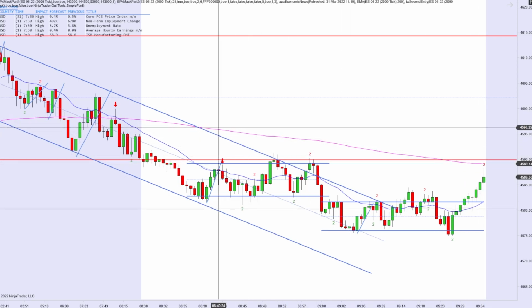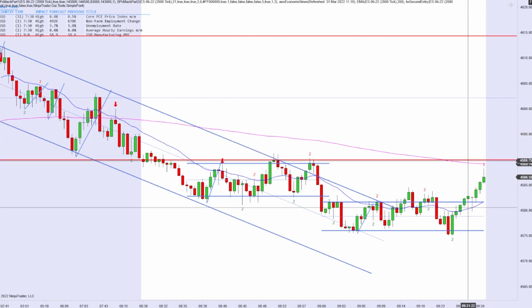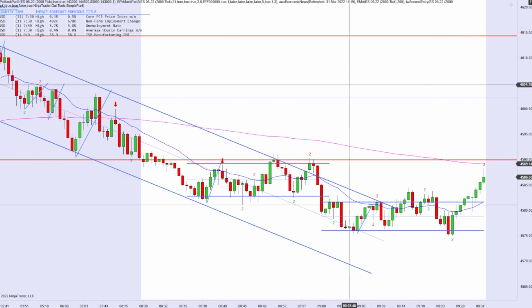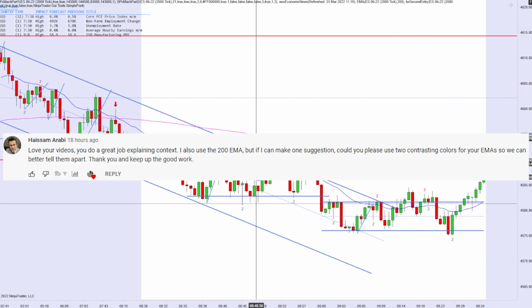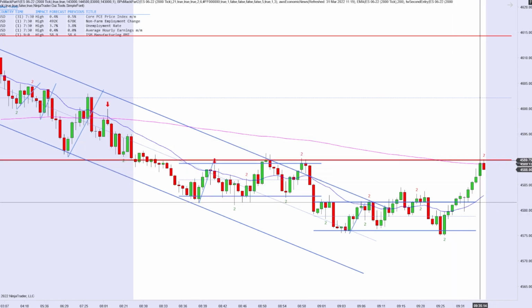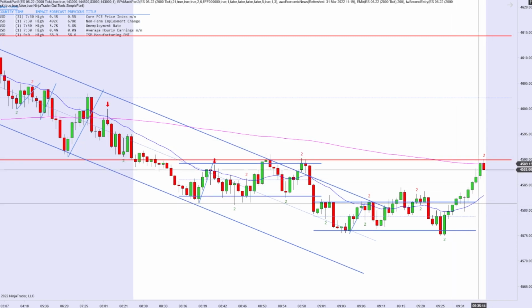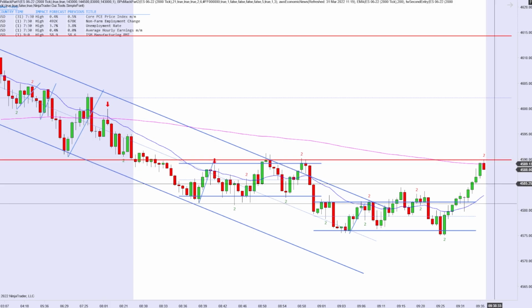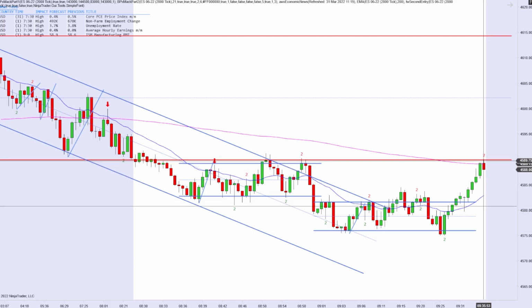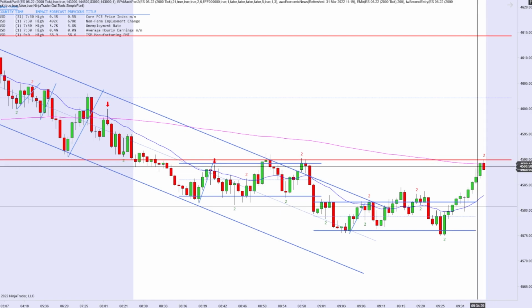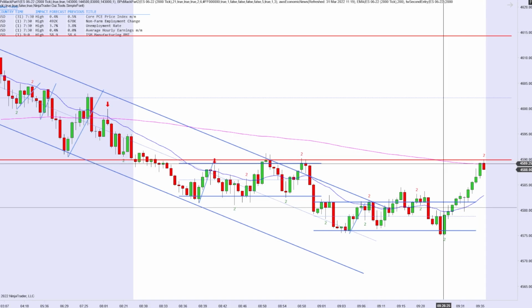We also have this 200 EMA, and I changed the color of it just so we get better contrast. I appreciate the comment. Someone suggested that I do that, so I'm going to have that in place so it's easier to recognize. But as prices pull up, we have a second entry short that may trigger below this bearish bar. Now, I personally don't like trading these only because I don't like to go short if we're above the EMA.